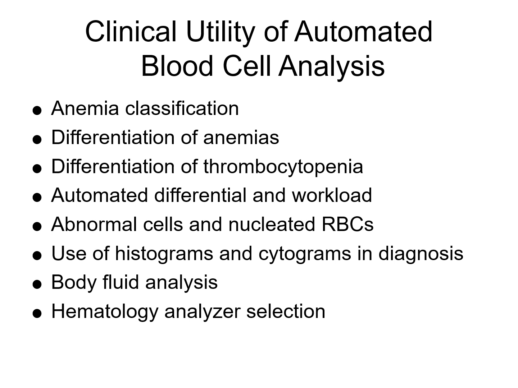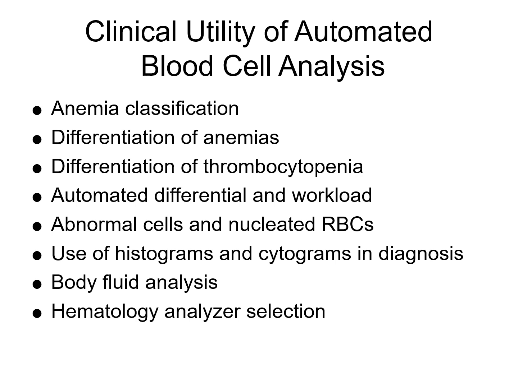Automated blood cell analysis plays a crucial role in the classification and differentiation of anemias by providing precise measurements of red blood cell indices, such as MCV, MCH, and RDW. This can help clinicians distinguish between microcytic, normocytic, and macrocytic anemias and help guide further diagnostic steps.